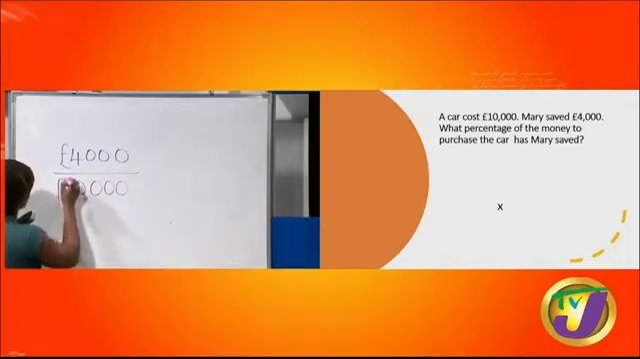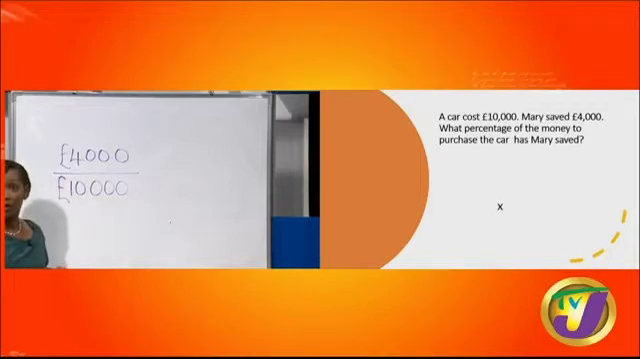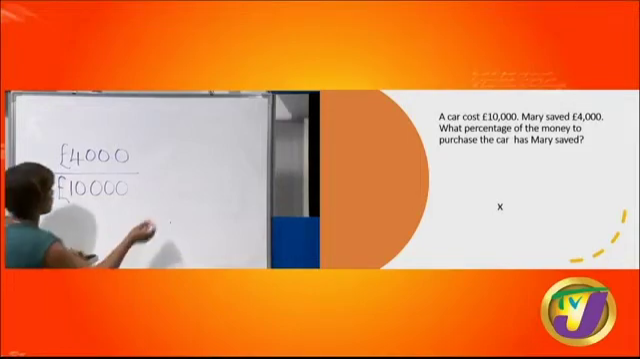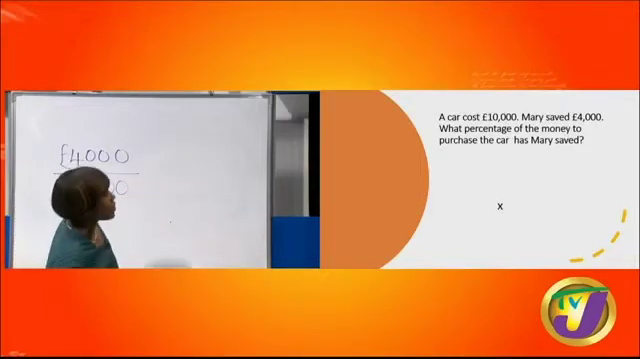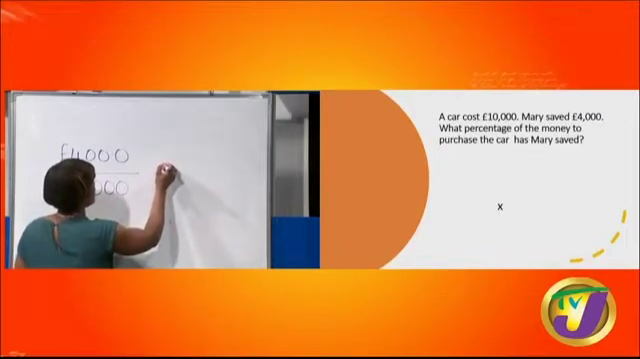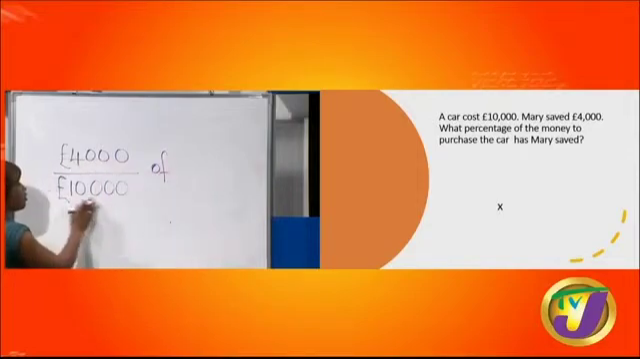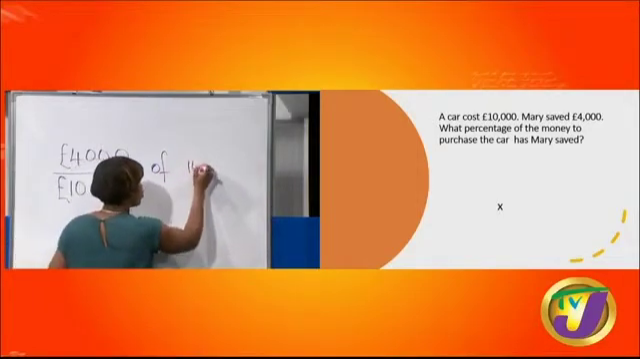All right, so she has £4,000 out of the £10,000. What is the question asking? What percentage of the money to purchase the car does Mary save? All right, so how much has she saved so far? She has saved £4,000 out of the £10,000, which is the 100%.